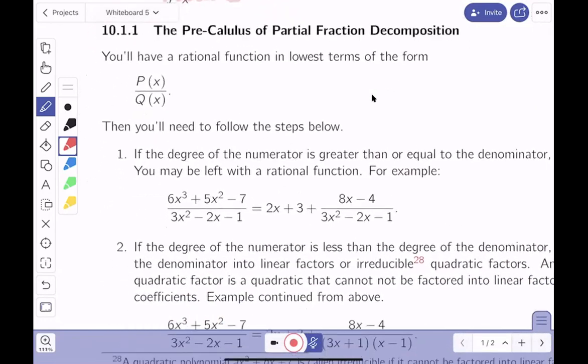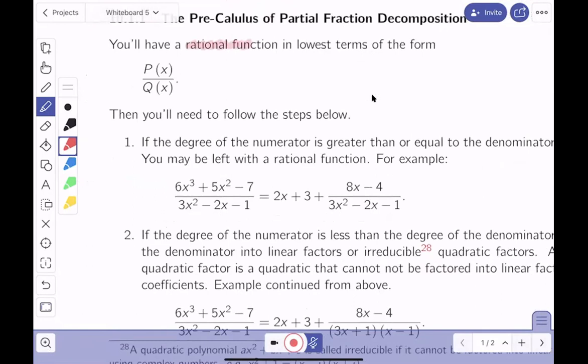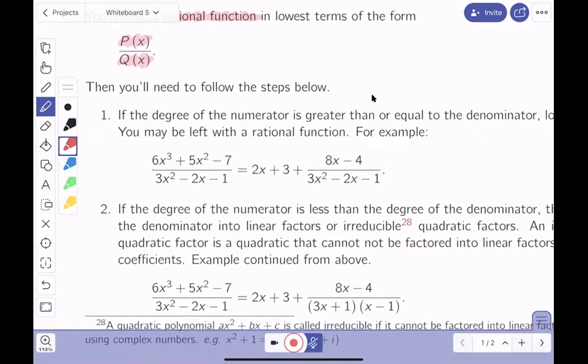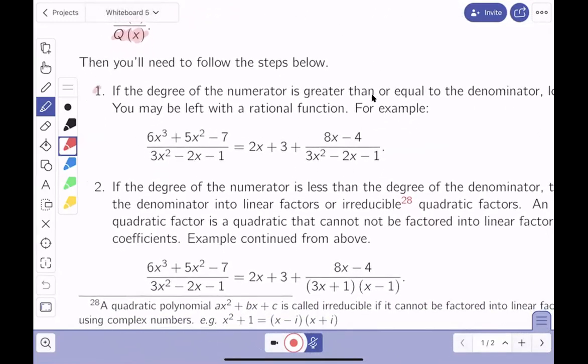So what do you mean by a fraction? We're going to be given a rational function. That's going to be a ratio of two polynomials, p of x over q of x, and we're going to follow these steps below. The first thing we're going to do, number 1, if the degree of the numerator is greater than or equal to the denominator. So over here is an example, where the degree at the top is 3, the degree at the bottom is 2. So certainly the degree of the numerator is greater than or equal to the denominator. What do they want you to do?